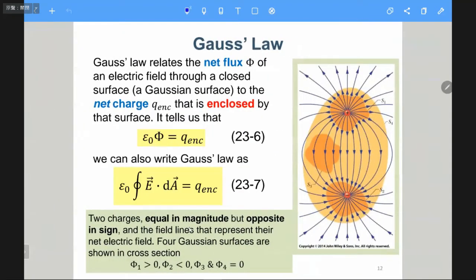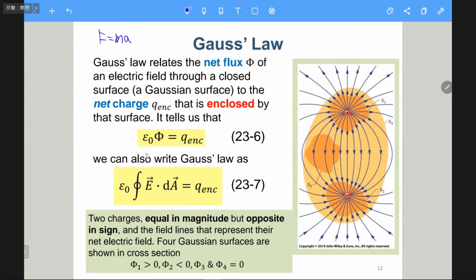So we come to the main part of this chapter, which is Gauss's law. It relates the net flux of the electric field through a closed surface, a Gaussian surface, to the net charge that is enclosed by the surface. It tells us that epsilon naught times the net flux equals the Q enclosed by that Gaussian surface. It looks very simple, just like Newton's second law of motion, F equals ma, which you'll be able to learn in high school.